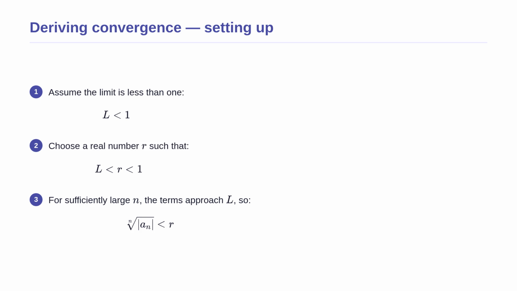If our limit L is less than 1, we can pick a specific constant fraction. Let us call it r, that sits right between L and 1. Because the limit approaches L, eventually the nth root of our terms will be strictly smaller than this chosen number r.